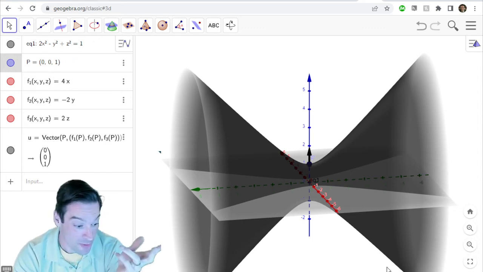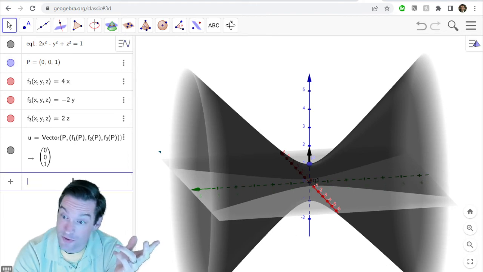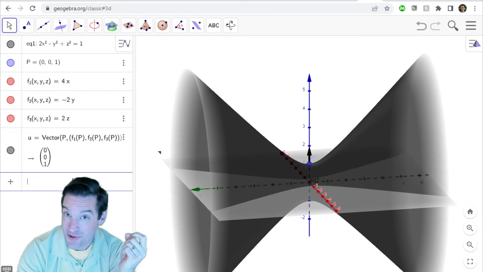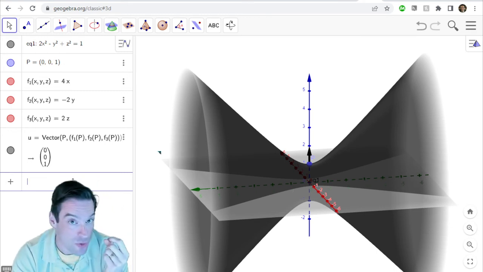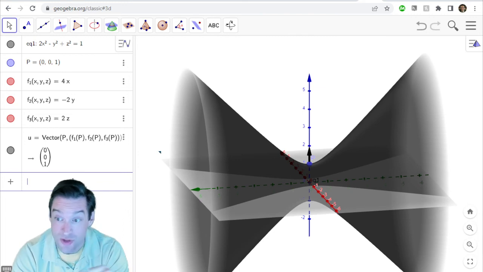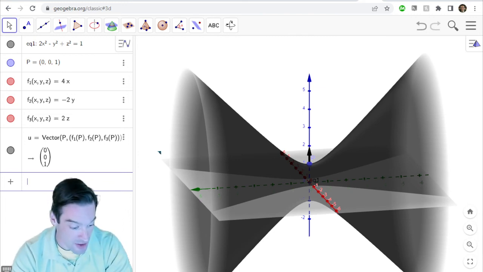If I'm looking for a normal vector to a tangent plane to a surface, I'm looking for a vector which is perpendicular to the tangent plane to that surface, which is what we mean when we say perpendicular to the surface itself. But that vector is just the gradient vector. And so that's the good news about a function of three variables.